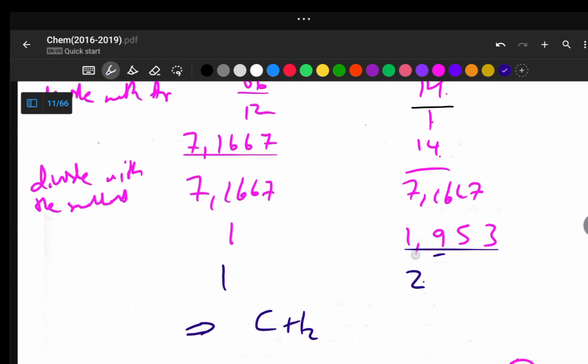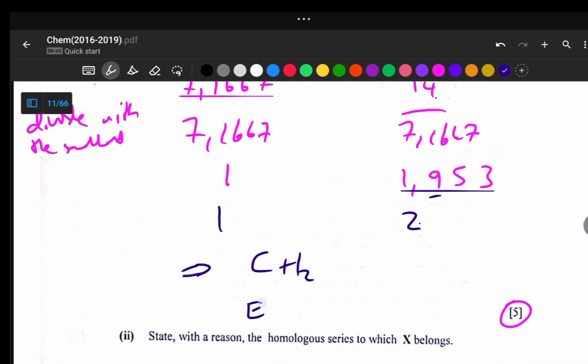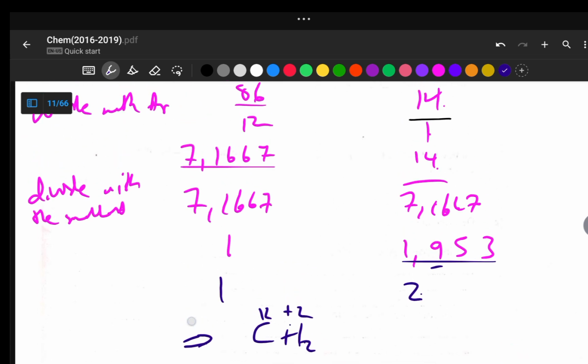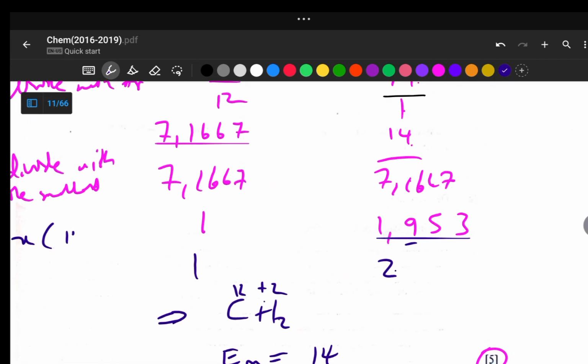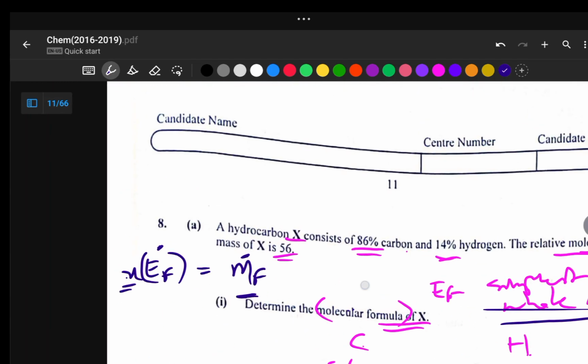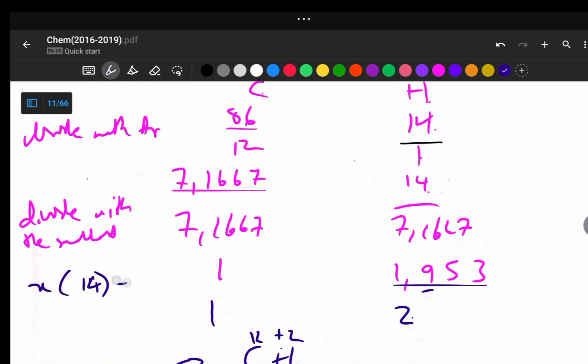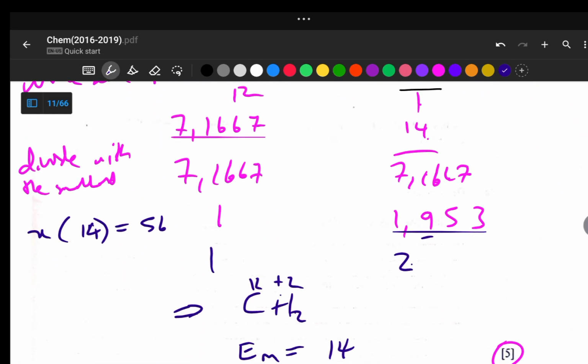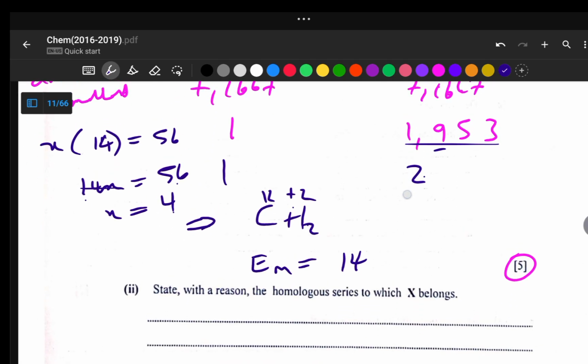So our empirical mass is 12 plus 2 to give us 14. So this is the empirical mass. So it's X by the empirical mass, 14, is equal to the molecular mass, which is 56, right? So we go straight to the linear equations, mathematical approach, and then we're going to divide 14 by 14. So 56 divided by 14, we're going to have 4. So our X is equal to 4.